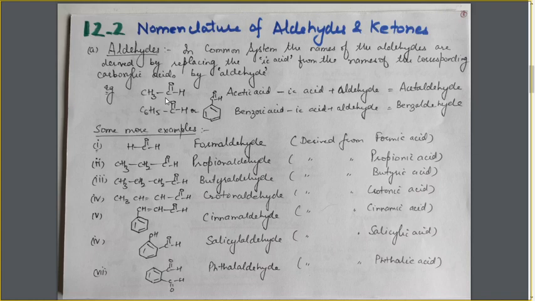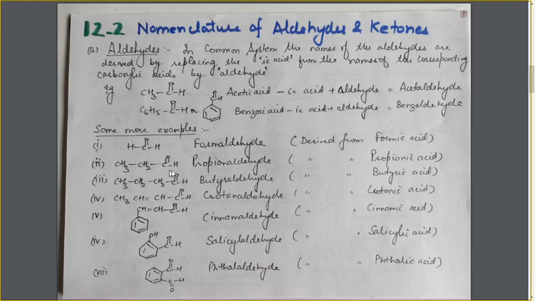aldehyde. If we write the common name of this compound, the corresponding carboxylic acid is benzoic acid, and on replacing ic acid with aldehyde, we get the name benzaldehyde. Let's see some more examples. For 1 carbon aldehyde, the corresponding carboxylic acid is formic acid. Now the name becomes formaldehyde.